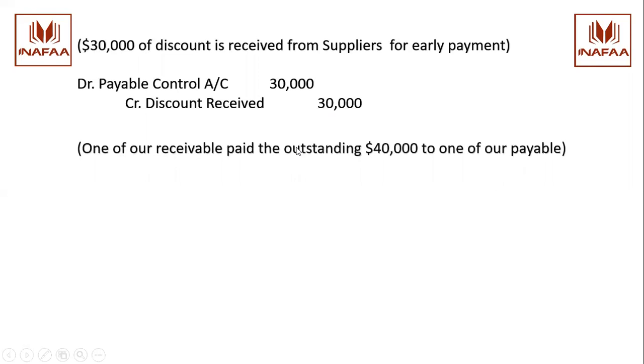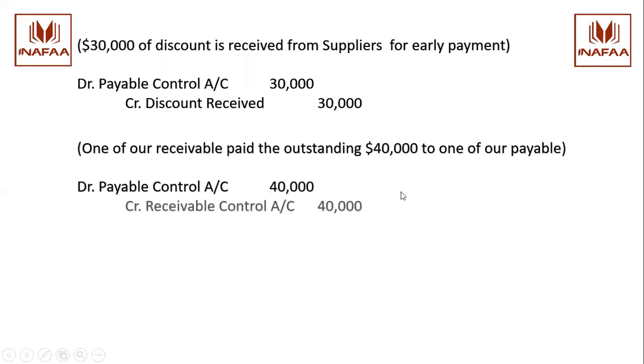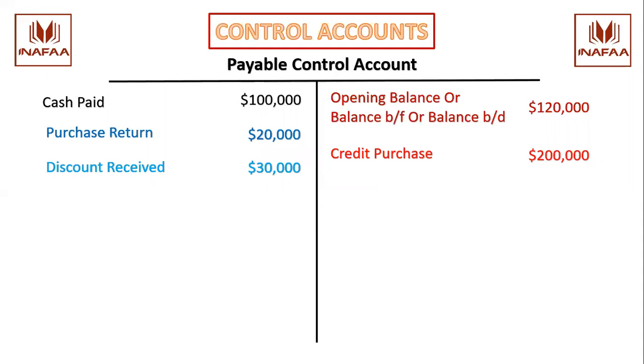Then moving ahead, one of our receivables paid the outstanding 40,000 to one of our payables. This is the same amount, same transaction which we discussed in receivable. So receivable paid to our payable means our liability is reduced. We will debit payable control account and we will credit receivable control account. So I will now record this transaction into payable control account on the debit side. This is 40,000 on the debit side as receivable control, reference being the receivable control account or contra. You see, this is the 40,000 amount which will appear on the credit side of the receivable control account, and the same amount on the debit side of the payable control account.